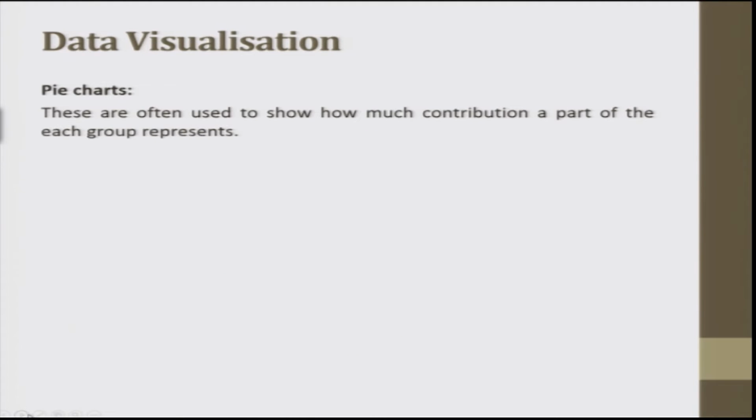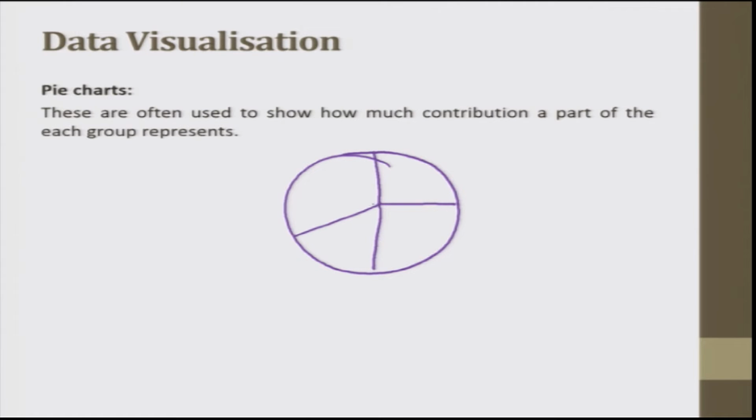Now, next is the pie charts. Pie charts, you might know, are like your pizza pie. We can divide the data into various sectors here, and we cannot cheat.